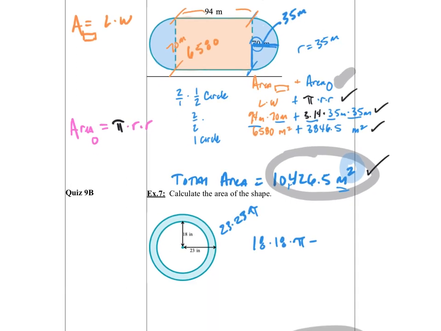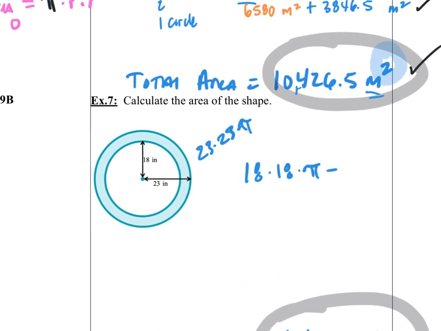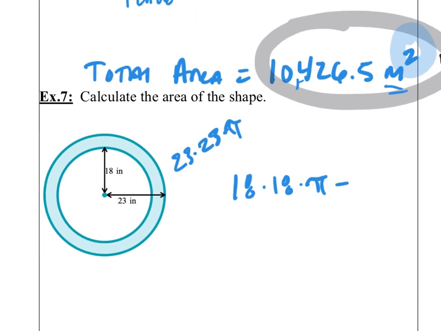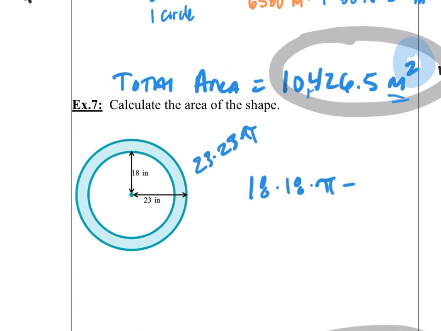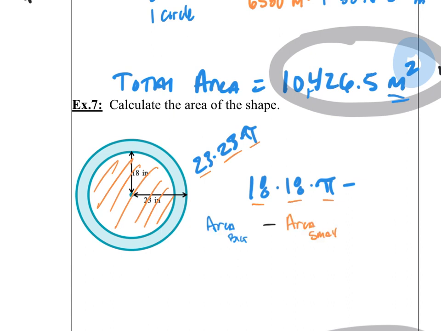Now with the concentric circle, what we talked about was you would take the area of the big circle minus the area of the hole, right? That's the part you cut out. And so I have 18 times 18 times pi for the small part, and the big part is 23 times 23 times pi. So I'm going to take the area of the big minus the area of the small, and that's going to give me the area of my shape, because I'm cutting a hole out. That orange part is the piece you cut out, right?